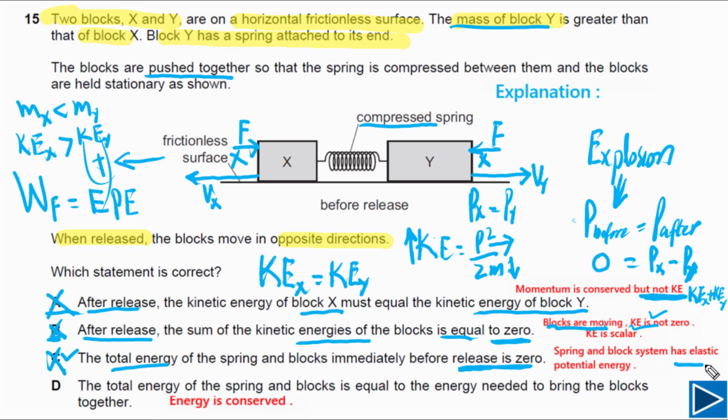Spring and block system has elastic potential energy. So this statement is also not true.